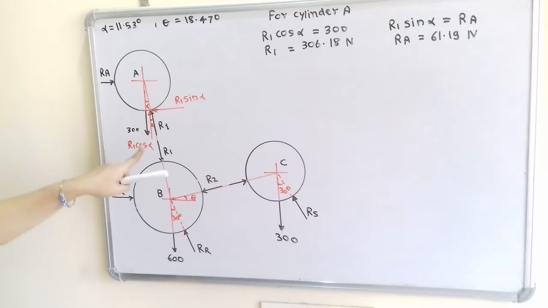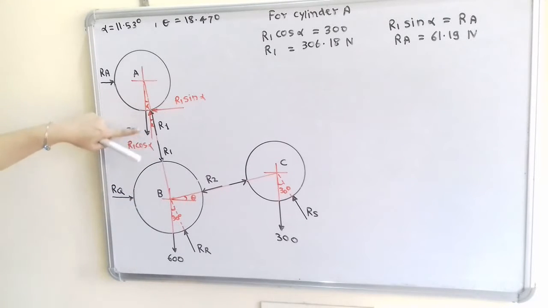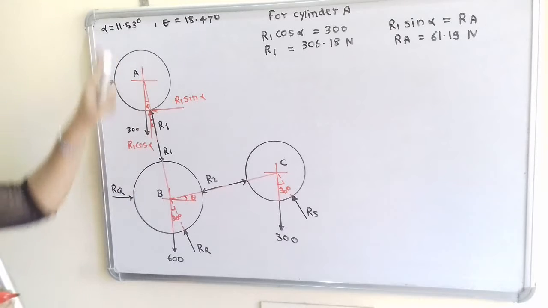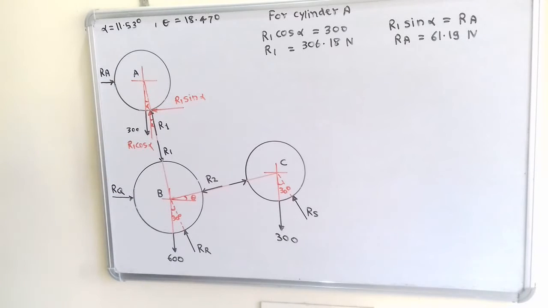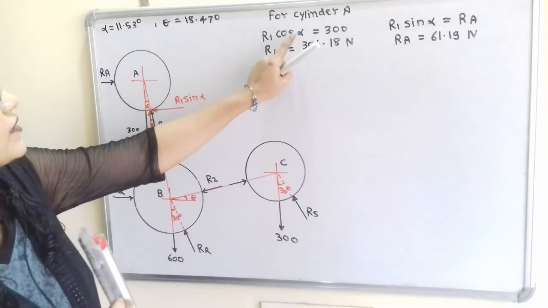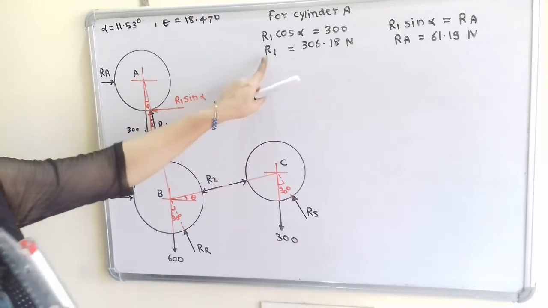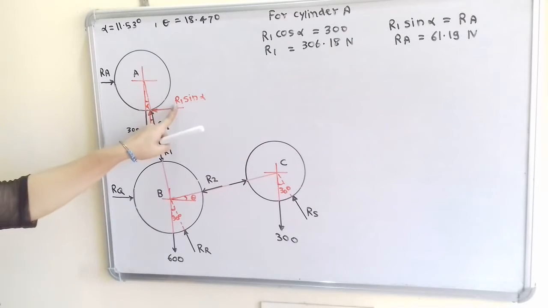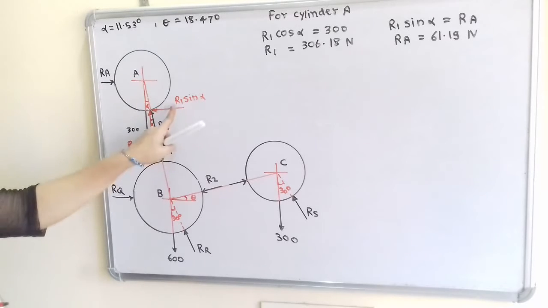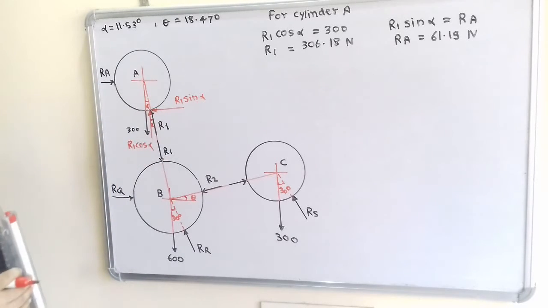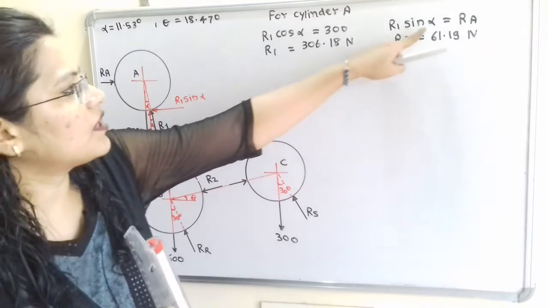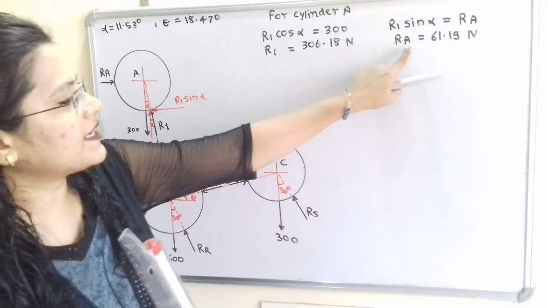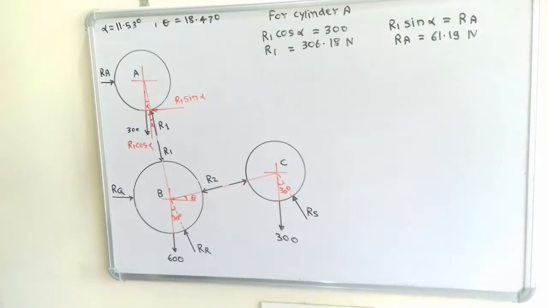Now we will first take R1 cos alpha equal to this 300, because if we observe the vertical force, then R1 cos alpha is in the upward direction and this 300 is in the downward direction. So when we solve this, because alpha is known, 11.53, we get R1 as 306.18 Newton. Now in the same way we will write R1 sin alpha is equal to RA, because both are horizontal and in opposite direction. So the value of R1 is known, alpha is also known, and therefore RA is equal to 61.19 Newton. So this is the answer, that is the reaction at point A.